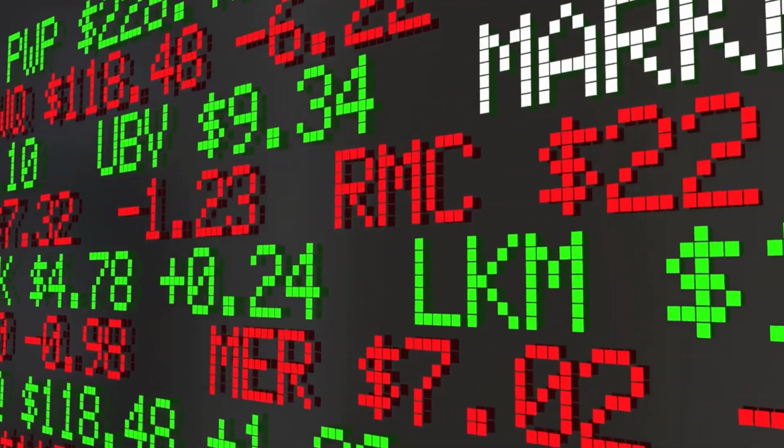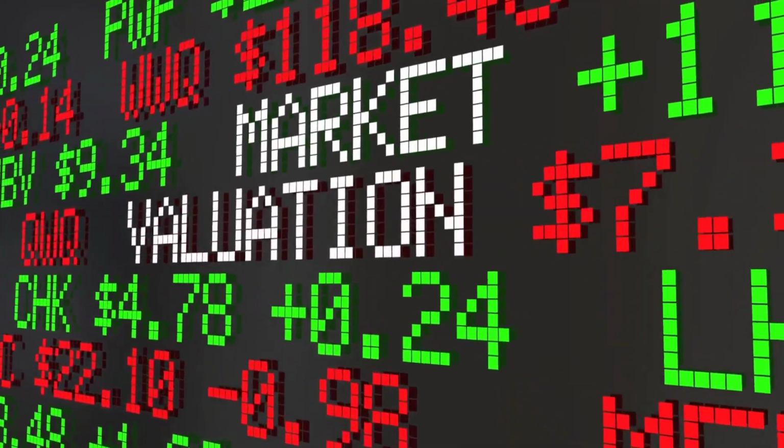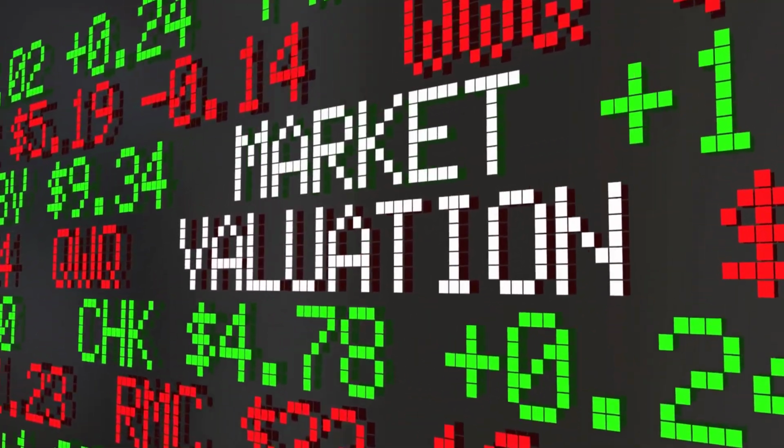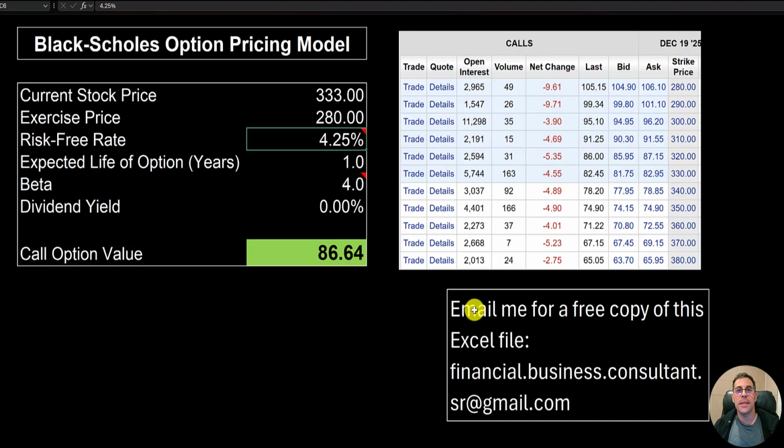Maybe with this Excel model, you can identify options that are good value and make some quick money. I'm happy to send you this Excel file.